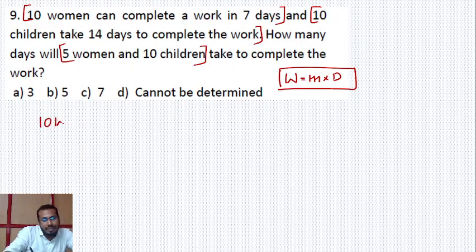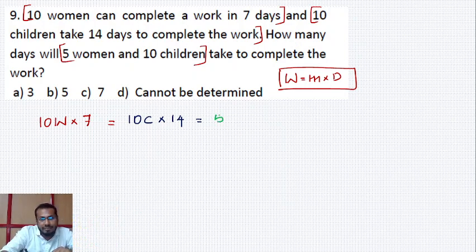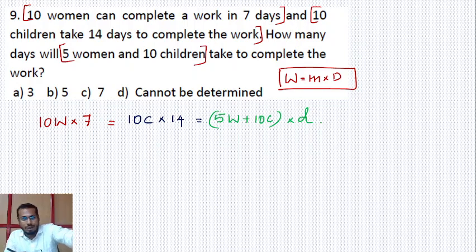10 women. Okay, how many days? 7 days. I need to indicate which gender it was, women or men or boys or girls, whatever it is. Okay, next, what is the next part here? 10 children can complete the work in 14 days. Same work, that's why I put the equal to symbol. And the next part is, if the same work was completed by 5 women plus 10 children, how many days does it take? This is the question, right?